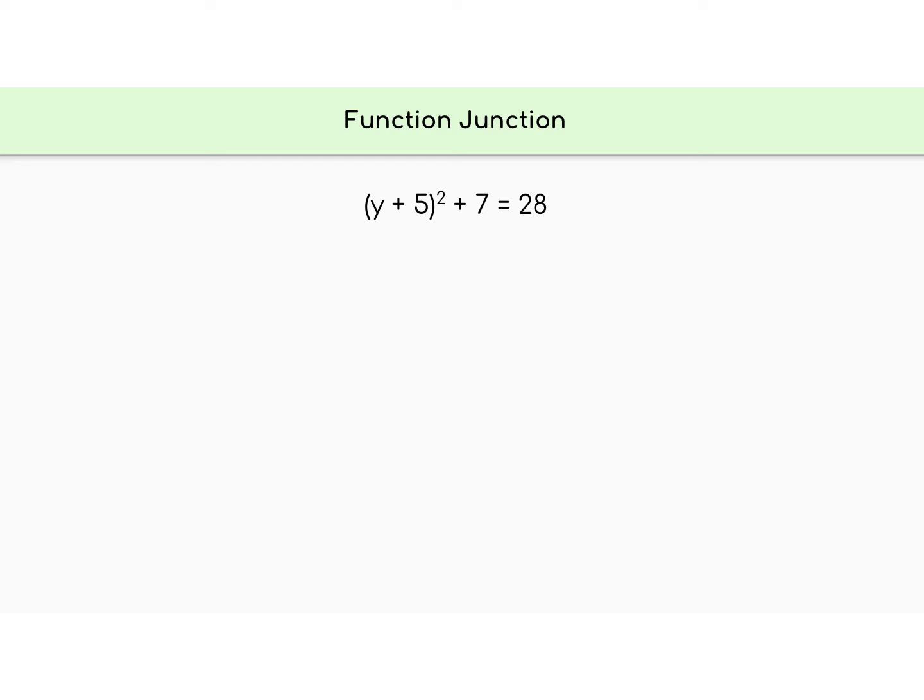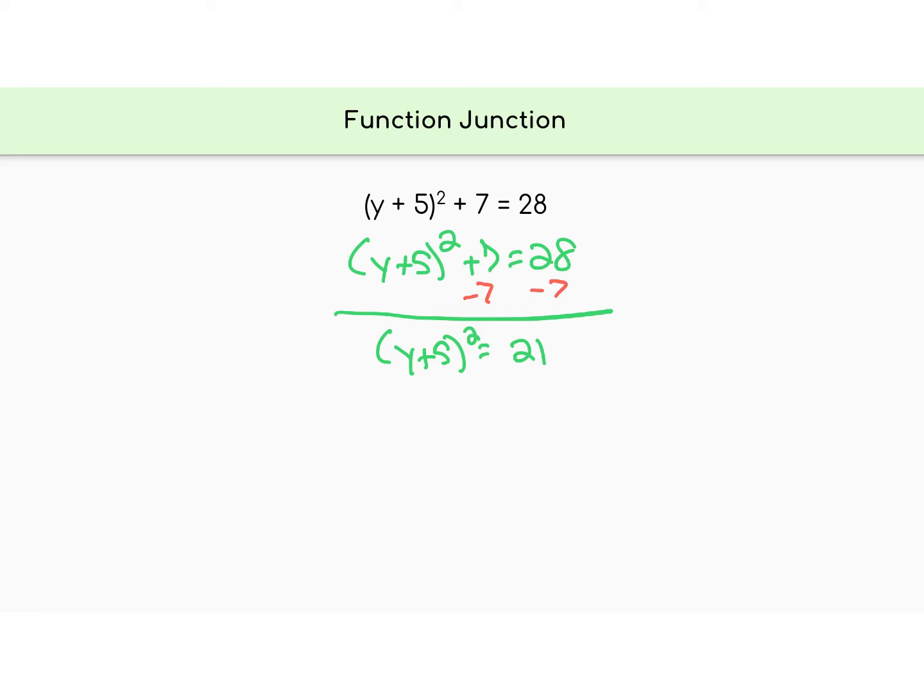Okay, so let's take a look at another example. So here we have (y + 5)² + 7 = 28. Our first step in this case is we want to subtract 7 from both sides. We want to get this (y + 5)² isolated so we can use our square root property. So let's just subtract 7 from both sides. And now we have (y + 5)² = 28 − 7, which is 21.